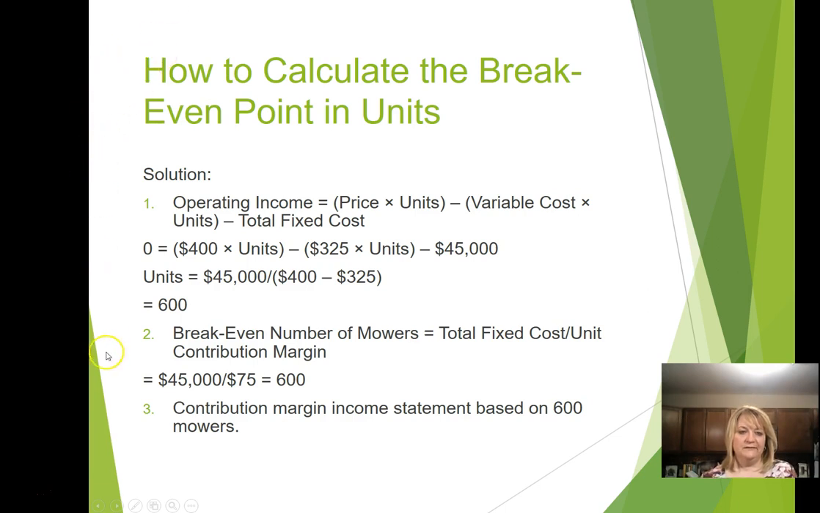Fairly simple once you have all of the information. Not going to talk all the way through it, but this is how you do that. So the contribution margin income statement based on 600 mowers. This is what it is. 600 is the break-even in units. And that's how you get there. Operating income equals price times units, minus variable costs times units, minus total fixed costs.